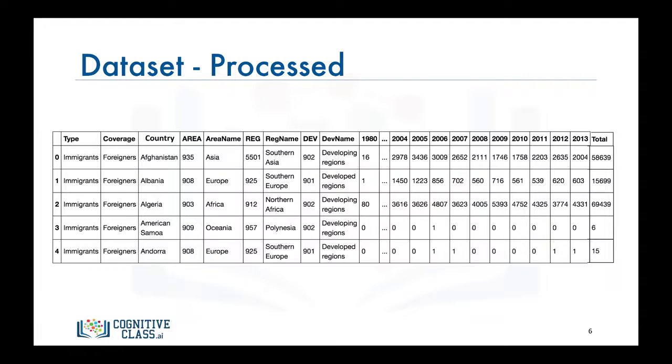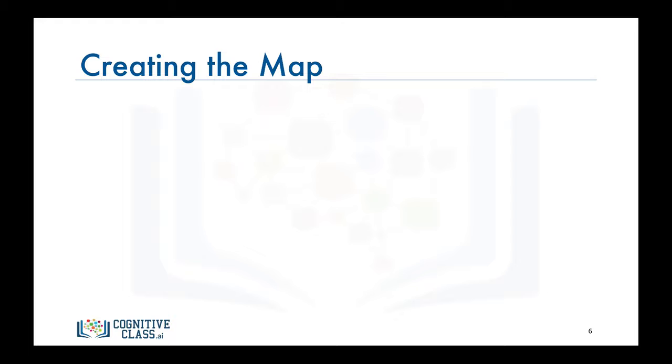Now let's process the data, and let's add an extra column which represents the cumulative sum of annual immigration from each country from 1980 to 2013. So for Afghanistan, for example, it is 58,639 total, and for Albania, it is 15,699, and so on. And let's name our data frame df_Canada. So now that we know how our data is stored in the data frame df_Canada, let's see how we can generate a Choropleth map of the world showing immigration to Canada.